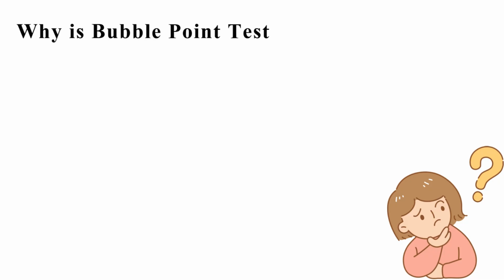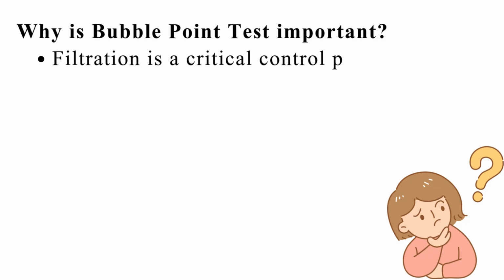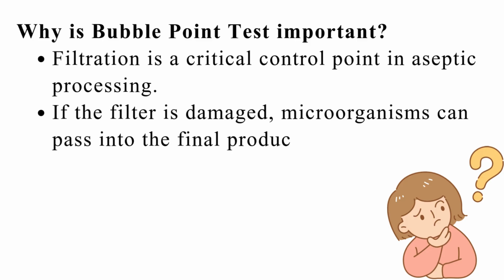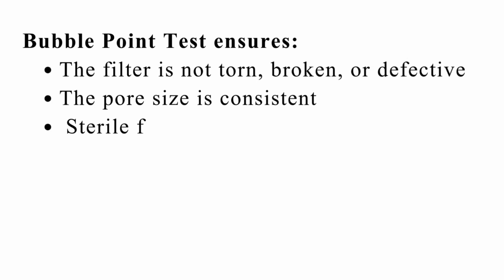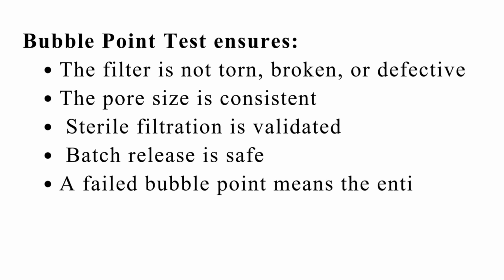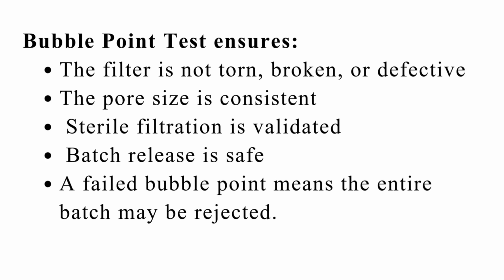Why is bubble point test important? Filtration is a critical control point in aseptic processing. If the filter is damaged, microorganisms can pass into the final product, which is unacceptable. Bubble point test ensures the filter is not torn, broken, or defective, the pore size is consistent, sterile filtration is validated, and batch release is safe. A failed bubble point means the entire batch may be rejected.